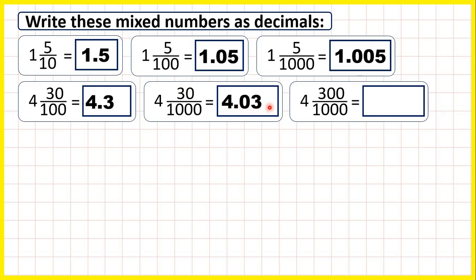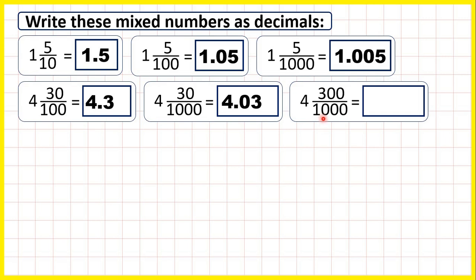Again, we don't need zeros on the end of decimals, and that's because 30/1000 is the same or equivalent to 3/100, so we can just write a 3 in our hundredths place and we don't need to write the 0 that's in our thousandths. Finally, we have 4 and 300/1000.